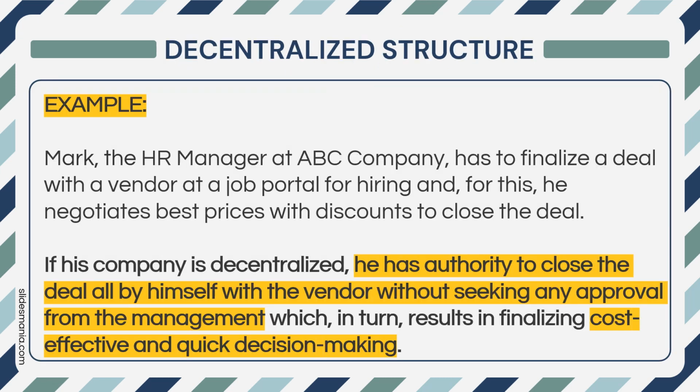Example: Mark, the HR manager at ABC company, has to finalize a deal with a vendor at the job portal for hiring, and for this, he negotiates best practices with discounts to close the deal. If his company is decentralized, he has authority to close the deal all by himself with the vendor without seeking any approval from the management, which in turn results in finalizing cost-effective and quick decision-making.